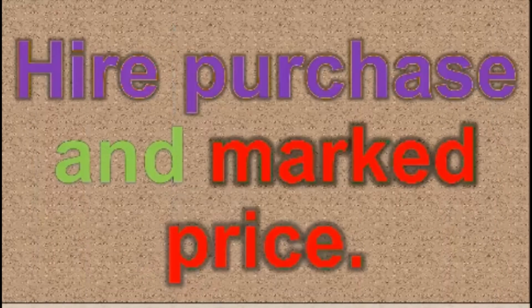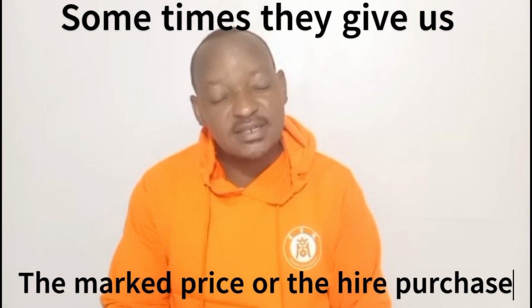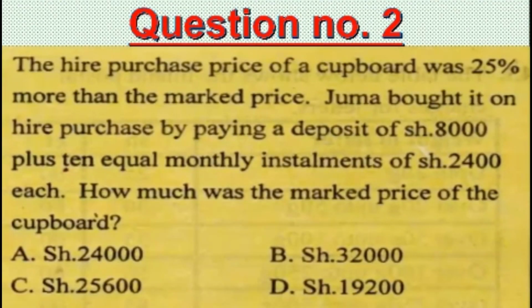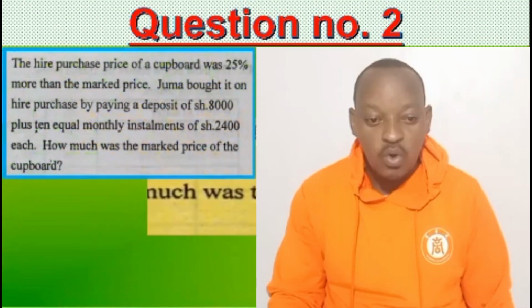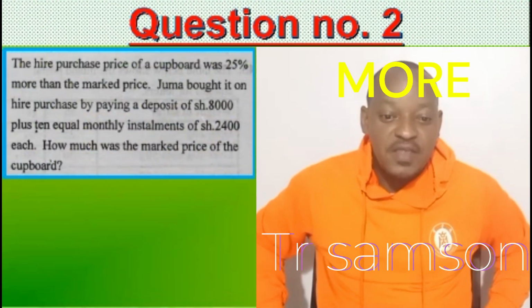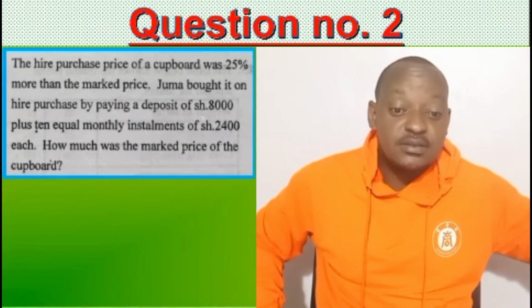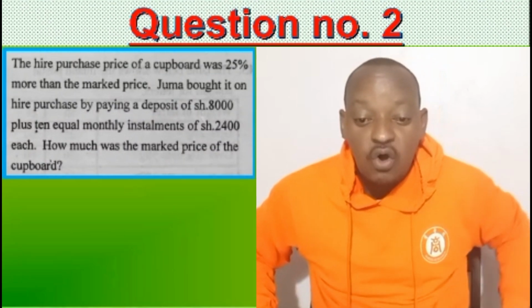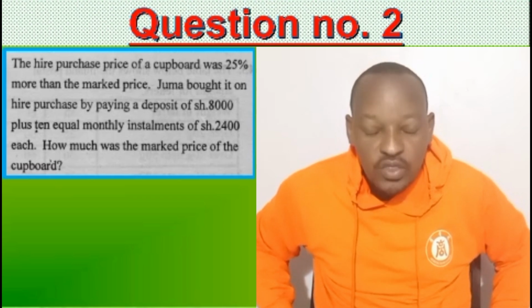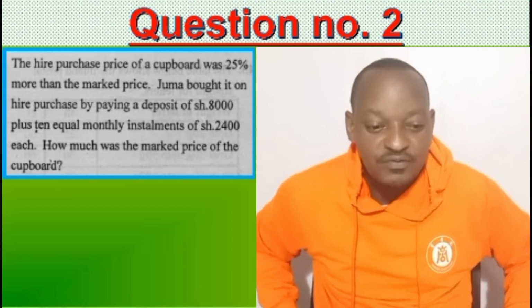Hire purchase and marked price. Sometimes they give us the hire purchase, and then they tell us, or they give us the marked price and then the hire purchase. We have a question here. The hire purchase price of a cupboard was 25% more than the marked price. Juma bought it on hire purchase by paying a deposit of 8,000 plus 10 equal monthly installments of 2,400 shillings each. How much was the marked price of the cupboard?